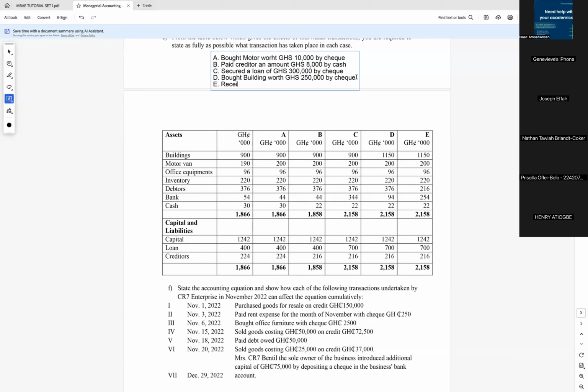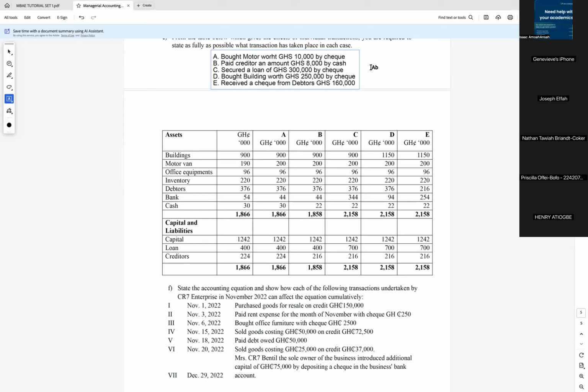We received a check from our debtors, paying off part of their debt. So our debtors reduces by 160, and then our bank balance increases by 160. 160,000, right? Yeah. So that's all that happened. Received a check from debtors 160,000. So we've finished with question E.